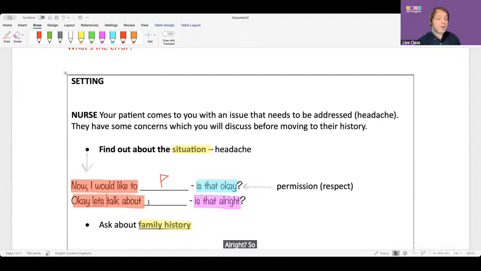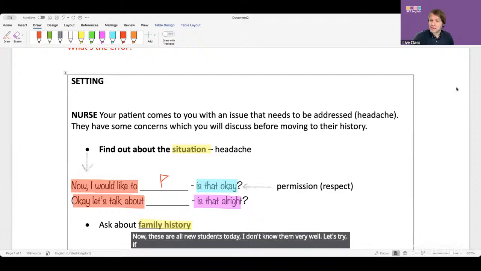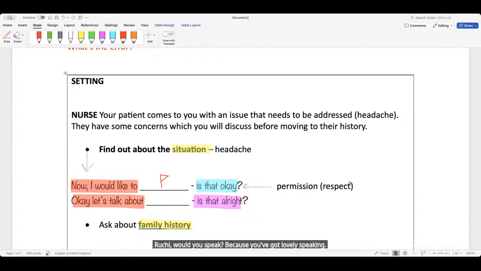So let's do this again. Conrad, can you be my patient again? Is he there, Conrad? Now, these are all new students today. I don't know them very well. Let's try. If he can't speak, that's fine. Ruchi, would you speak? Because you've got lovely speaking. Yes, I could speak.